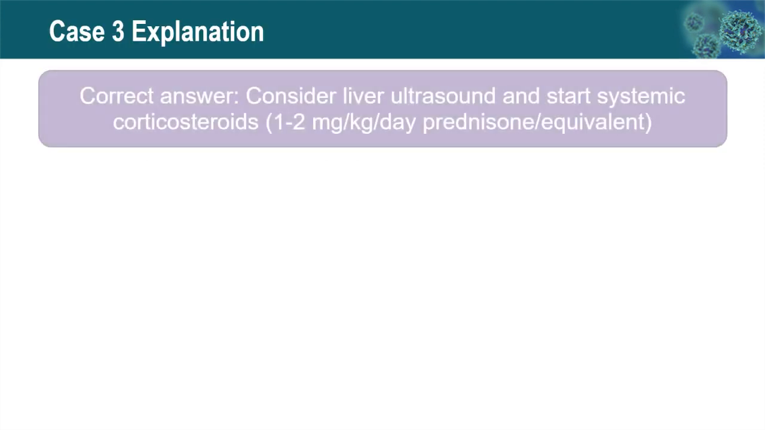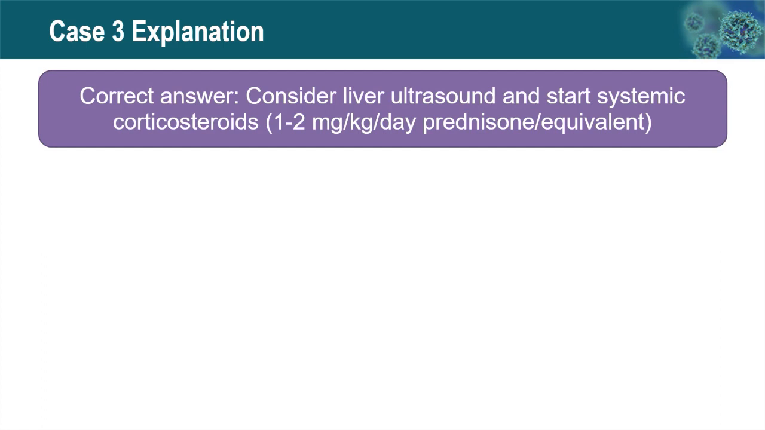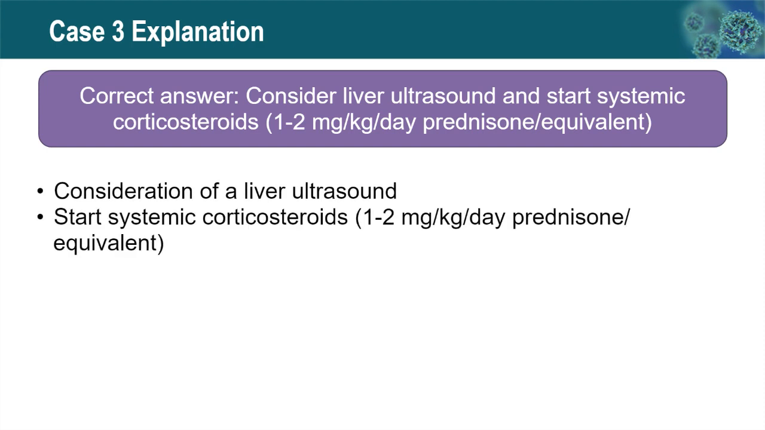For case 3, the answer is E, which includes both options B and option D. So option B includes consideration of a liver ultrasound, and D, a recommendation to start systemic corticosteroids at a dose of 1 to 2 milligrams per kilogram per day of prednisone or the equivalent.